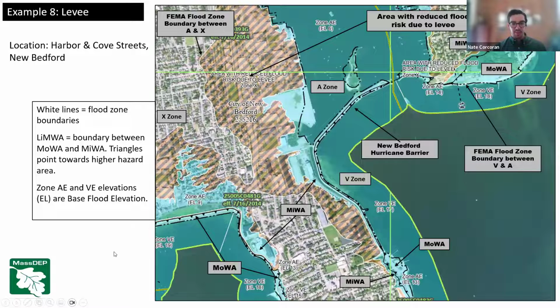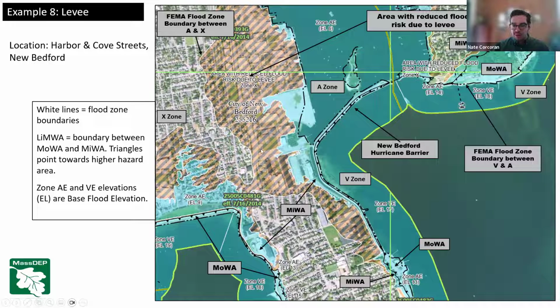So this is an example of a levee. There aren't too many areas where this occurs in Massachusetts. This example is at New Bedford, and the levee in question is the New Bedford Hurricane Barrier. As you can see, there's a V zone on the seaward side of this area, and then there's a LiMWA that corresponds with the New Bedford Hurricane Barrier. And then landward of the LiMWA, there's an area of gray and orange stripes.